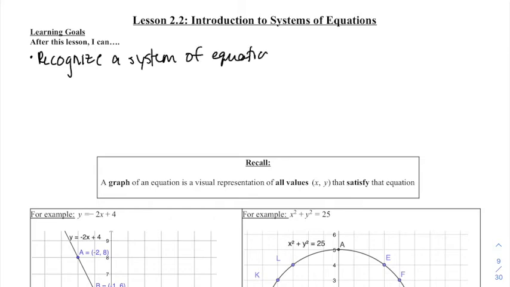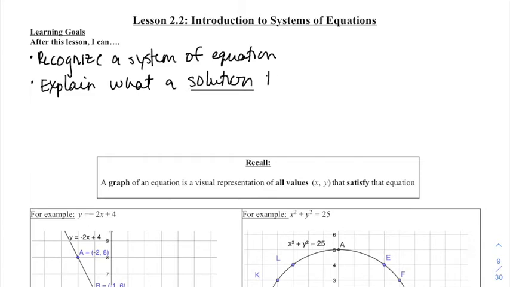as well as you should be able to explain what a solution to a system is.